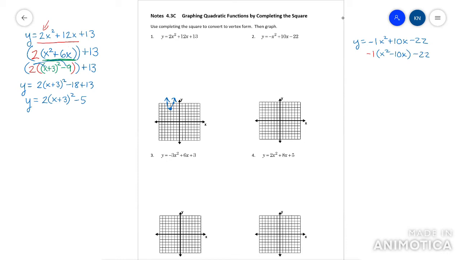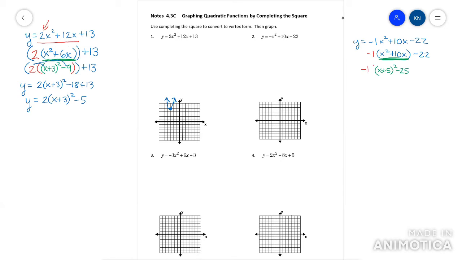Now is when you complete the square. Sorry, this should be plus 10x. Now is when you complete the square on this part. So this is just going to be the green right here. It turns into x plus 5 squared minus 25, like this.